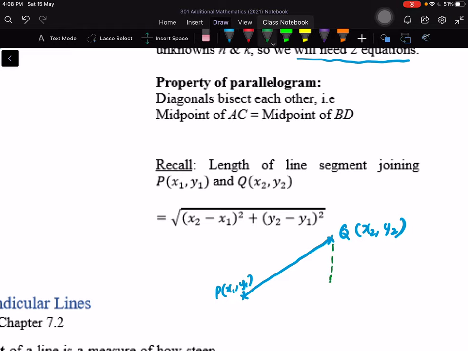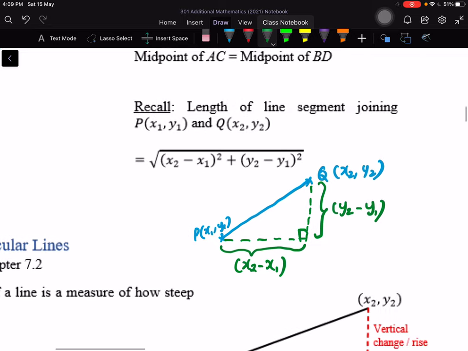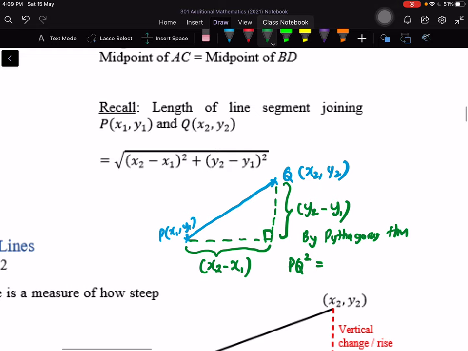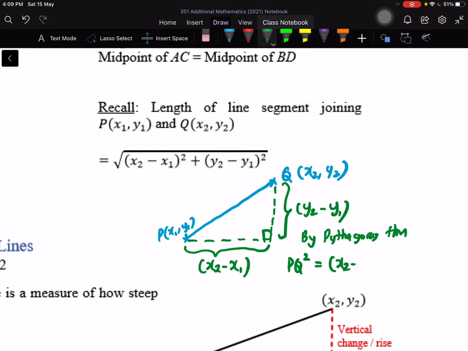How we do it is that we can form this right angle triangle over here. What is this distance over here? You can think of it as the difference of the two x coordinates, so x2 minus x1. Similarly over here, the distance is given by the difference of the y coordinates, y2 minus y1. Because it's a right angle triangle, we are able to apply Pythagoras theorem. By Pythagoras theorem, PQ square, which is the hypotenuse, is the two sides squared, plus also the other side squared.